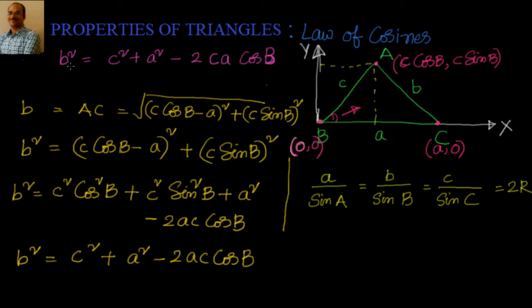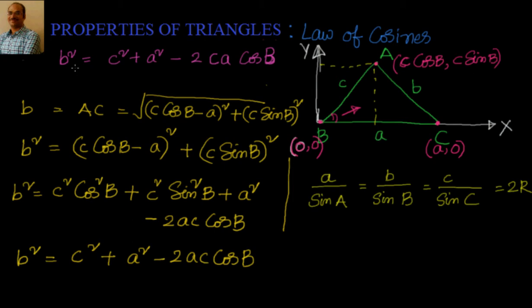Now let us say that it's a right angle triangle at B. That means angle B is 90 degrees. Then you can see that this whole term becomes 0 because cos 90 is 0. And you can see that b square equals c square plus a square, which is nothing but the hypotenuse square equal to the sum of the remaining two sides' squares. Similarly, if you take b as the base or c as the base, you can prove the remaining ones also.